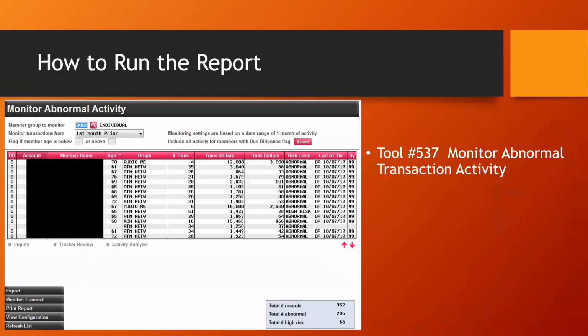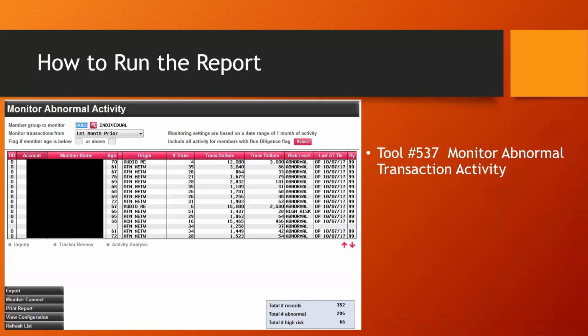So you finish the configuration and you're ready to put it to work. So we go into tool 537 and we can click on the group type. That's the member group to monitor under the spyglass, 001 being the individual. You could call it natural person. There's a lot of different things you can call it. And then you can monitor transactions for the current month, the prior month, and the prior 2 months going backwards.